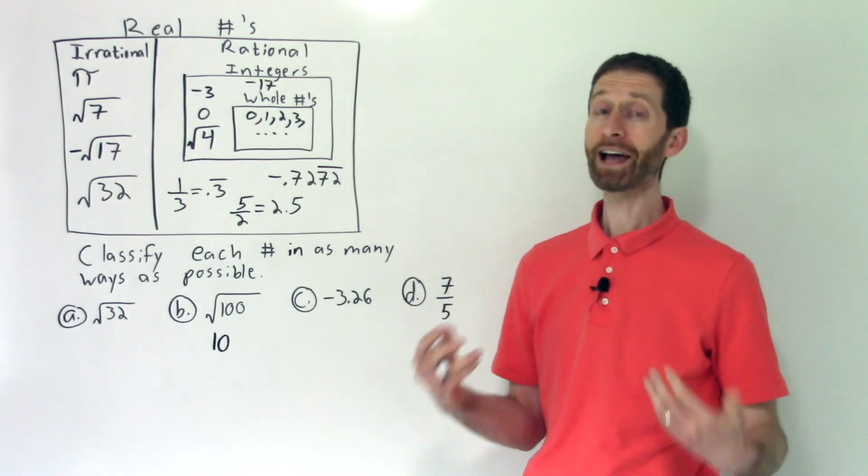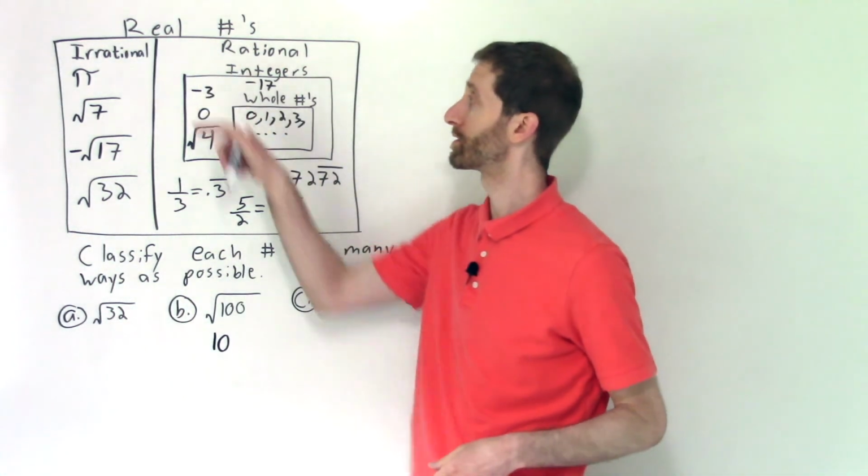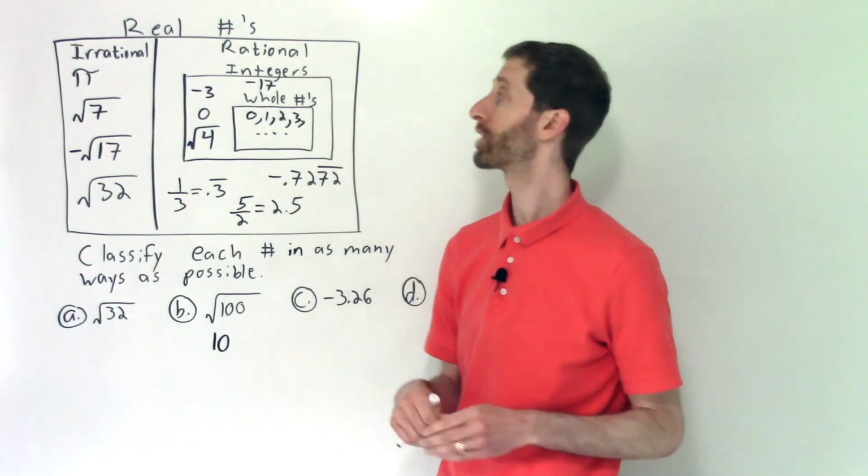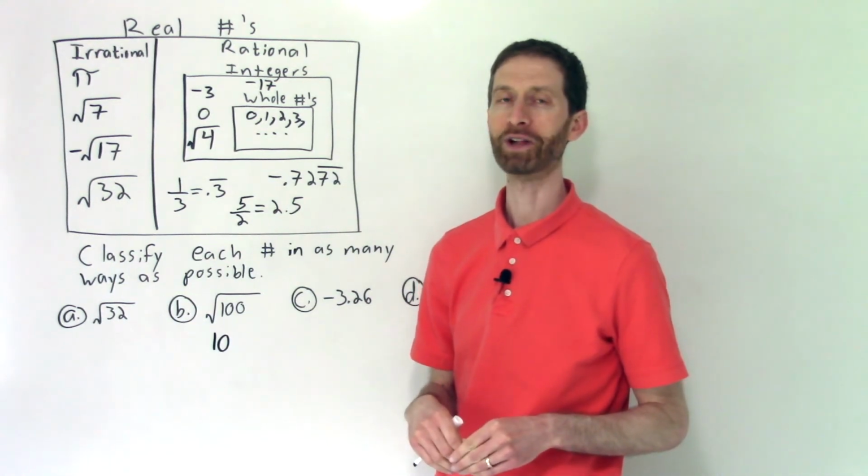That's it, peeps. That's how to classify using our number systems, real numbers between irrational and rational. Go rock some classification problems.